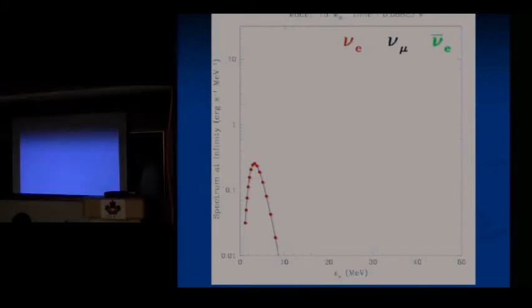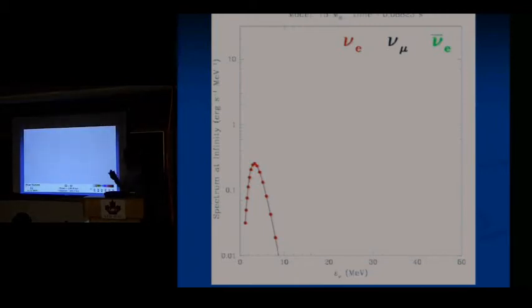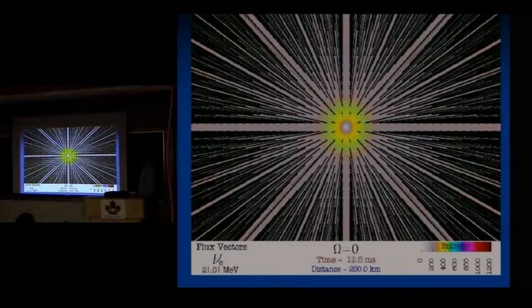It's going to be different for different angles. But we've also calculated multi-D. So this is an indication. This is a map, a movie, of the flux distribution of one group of electron neutrinos. And the vectors are fluxes. And so that gives you a sense of the multi-D transport. I want to show two things.